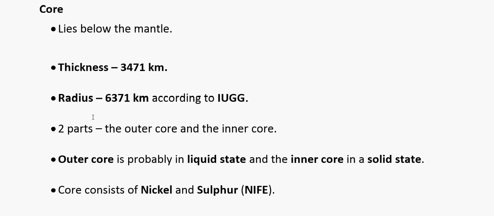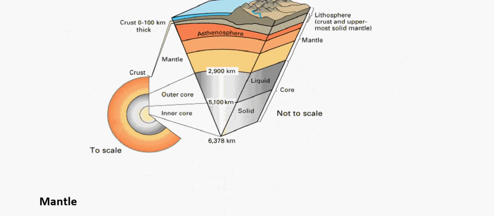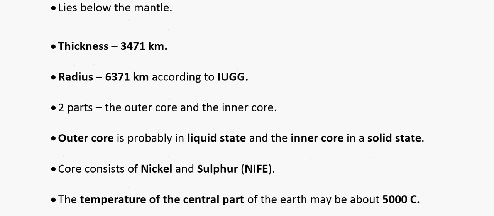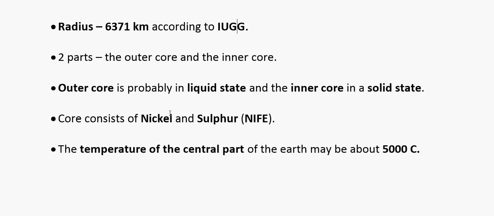Fine, guys. The core is divided into two parts: outer core and inner core. The outer core is probably in liquid state, and the inner core is in solid state. As we have seen in the picture, the outer core is liquid, and the inner core is solid. Okay. The core consists of nickel and sulfur. See, below the earth there are a lot of minerals that are found. So nickel and sulfur are found in the core.